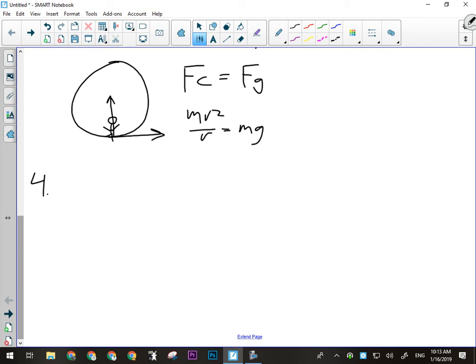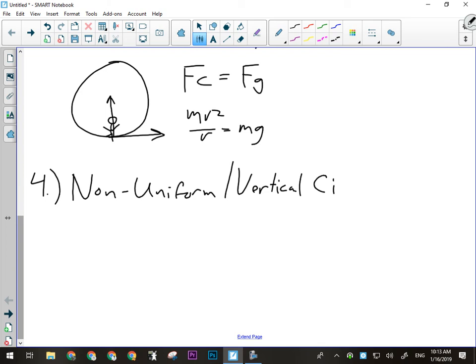Fourth thing we talked about was non-uniform circular motion, or vertical circular motion. We spent a bit more time on that than we did on the uniform stuff. What's the main rule for vertical circular motion? What does Fc equal in vertical circular motion?